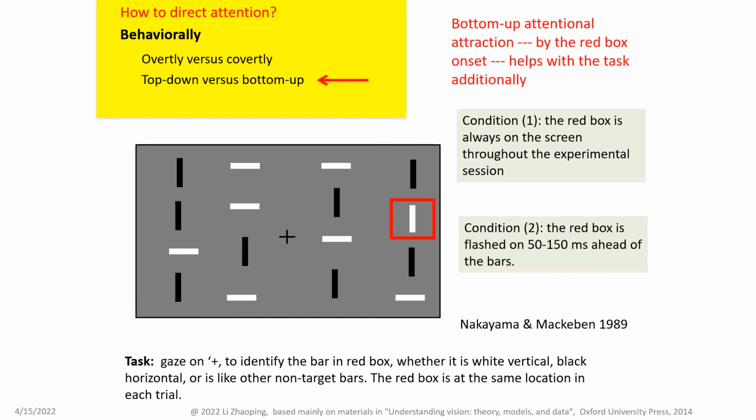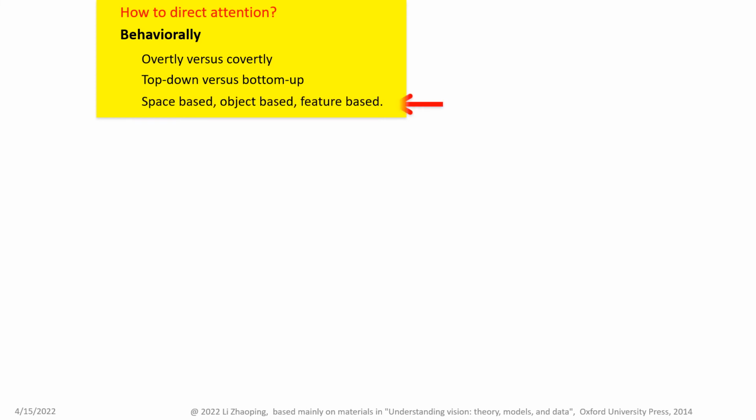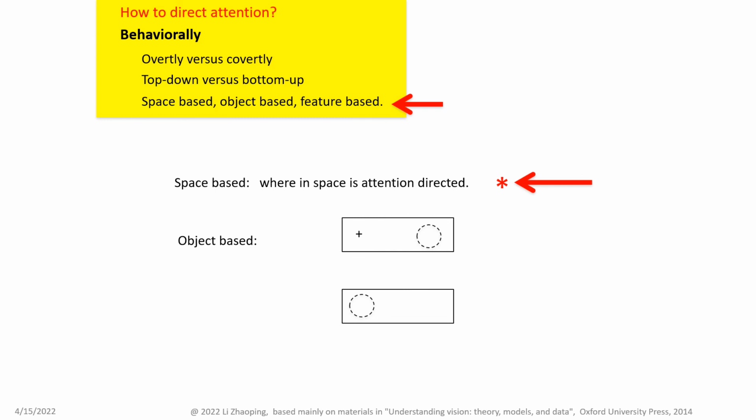Even though your attention is already guided by the top-down factor, the bottom-up factor still helps you on top of it. We can also distinguish whether attention is space-based, object-based, or feature-based. In space-based attention, attention is directed to a coordinate location on the image, for example, directed to the location of this red star.